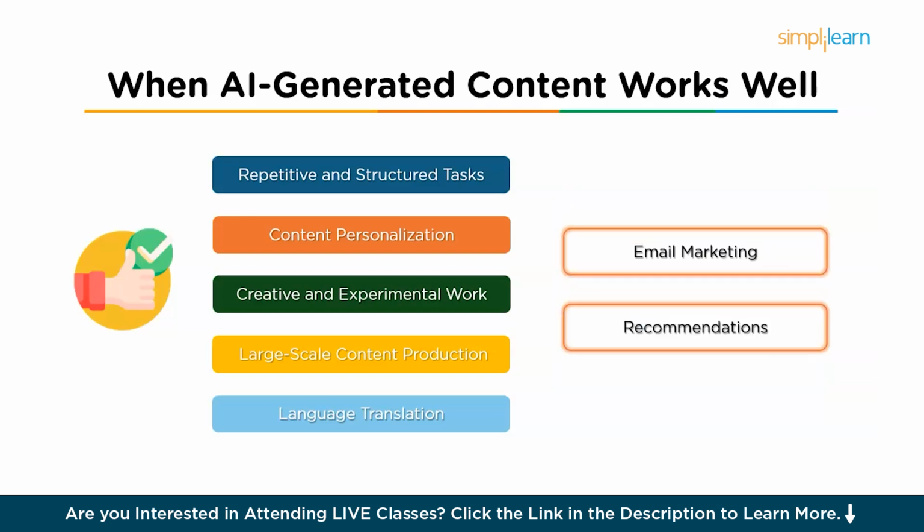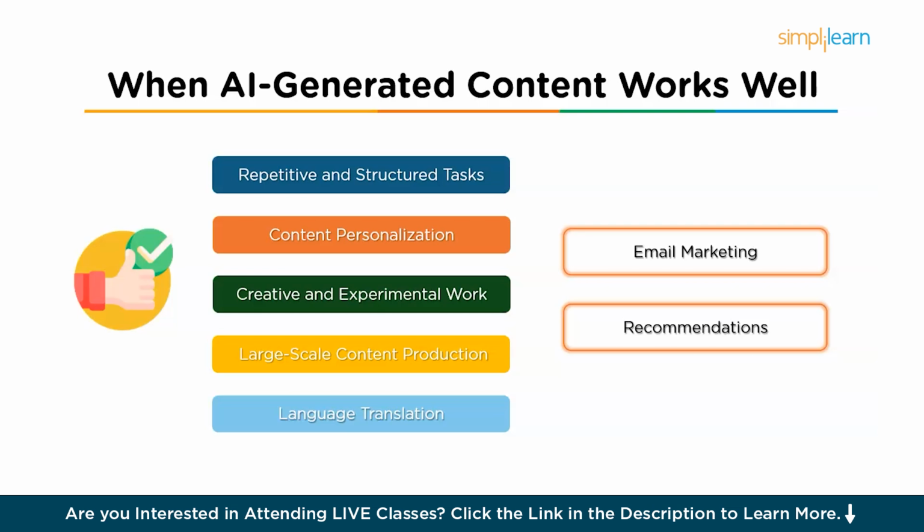Next, it can be used in content personalization. AI can analyze vast amounts of data to create highly personalized content, and this is beneficial in areas like email marketing. AI can write personalized subject lines, content, and calls to action based on a customer's browsing history, purchase behavior, and preferences. For example, AI-driven tools like Persado are already helping brands personalize their marketing materials at large scale.